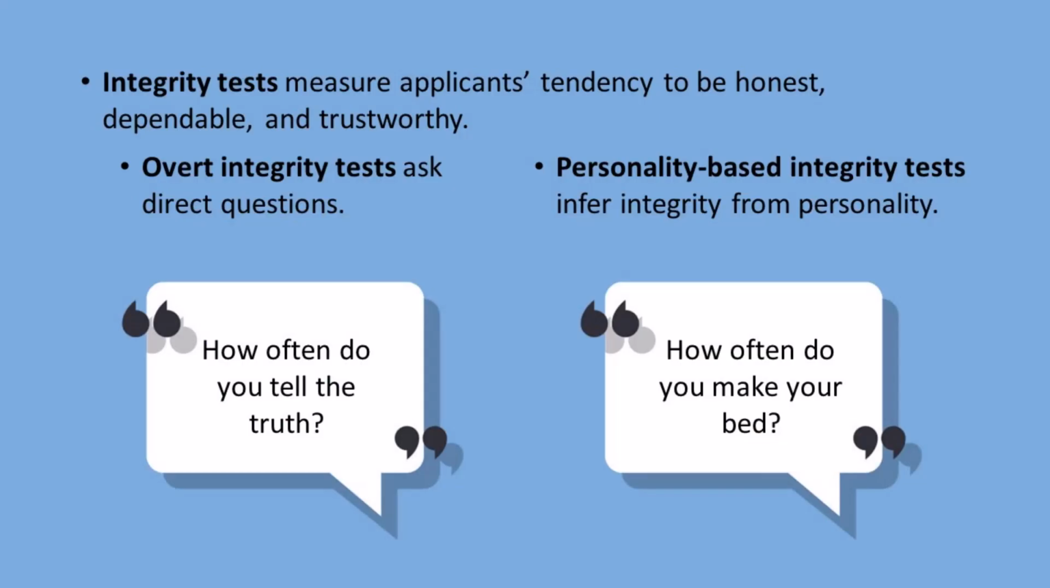Integrity tests measure dependability, carefulness, responsibility, and honesty. Overt integrity tests ask direct questions about applicants' past behaviors and their attitudes related to honesty, such as, how often do you tell the truth? How many people cheat on their income taxes? Personality-based integrity tests, on the other hand, infer honesty from broad personality constructs like conscientiousness. These include questions such as, do you like taking risks? How often do you make your bed?